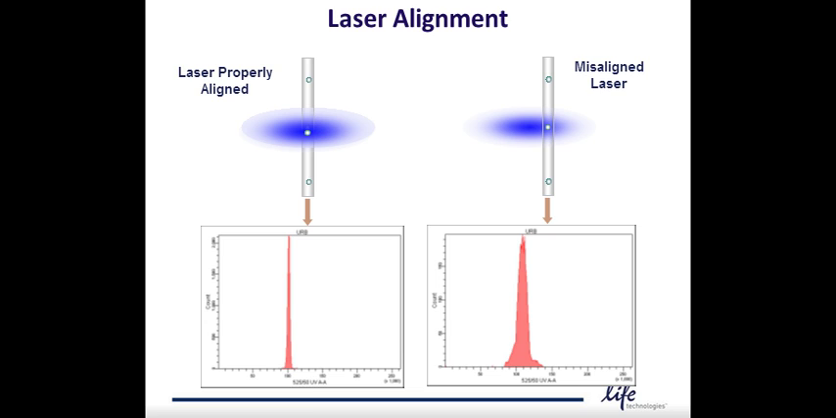In this example of alignment beads run with a properly aligned laser, as on the left, and a misaligned laser on the right, you can see that on the right there is a high degree of imprecision, or an increased percent CV. It's recommended that you monitor your instrument daily.